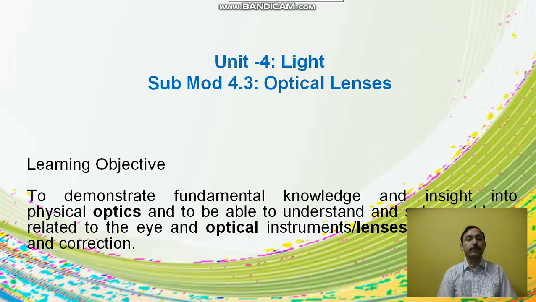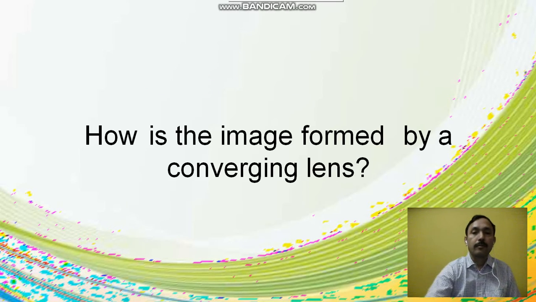The learning objective is to demonstrate fundamental knowledge and insight into physical optics and to be able to understand and solve problems related to the eye and optical instruments, lenses, their function and correction. How is the image formed by a converging lens?